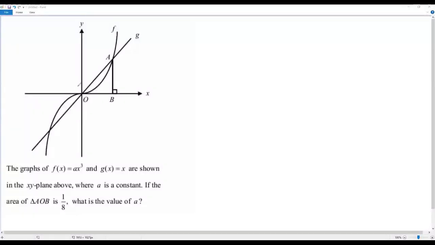Here we have a SAT math problem. Okay, let's go to the question. The graphs of f of x equals ax cubed and g of x equals x are shown in the xy plane above, where a is a constant. If the area of triangle AOB is 1 over 8, what is the value of a?